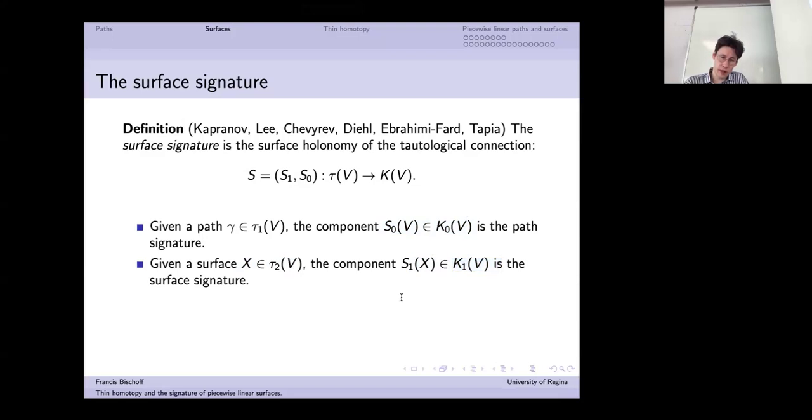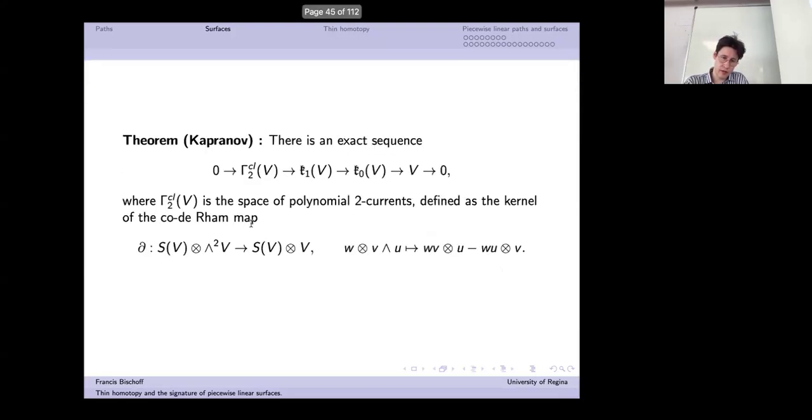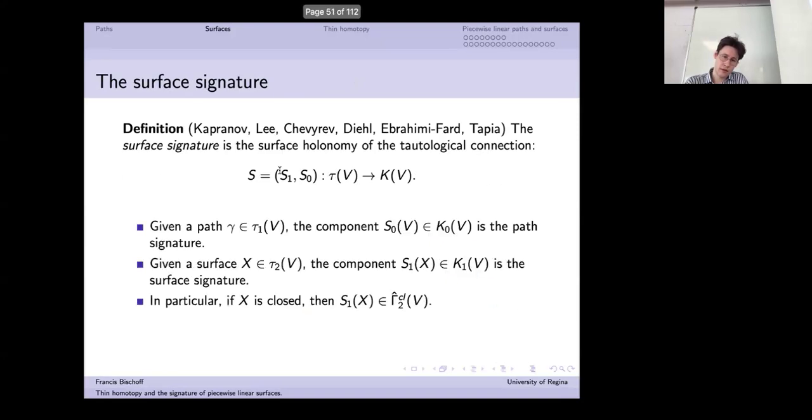In particular, it's important to remember the kernel of this map is the closed currents. So if X is closed, then you can view the signature as a closed current, but I put the hat because you might have to take power series.